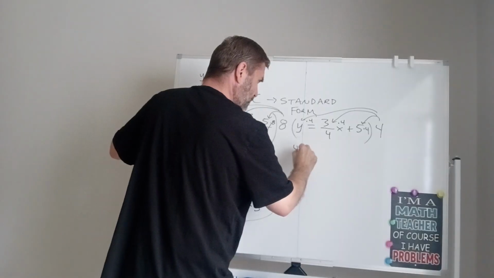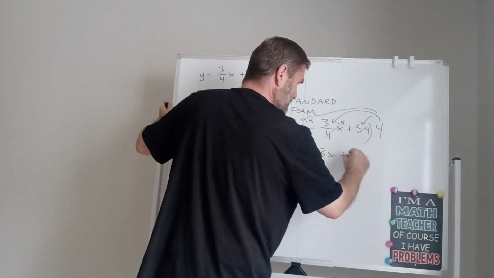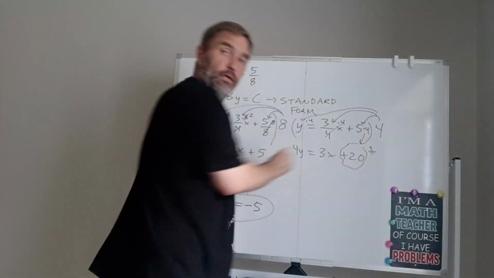Now you notice there's your 4y. The 4's cancel there. There's your 3x. But 4 times 5 is 20. This is what I'm talking about. Make sure you do that math.